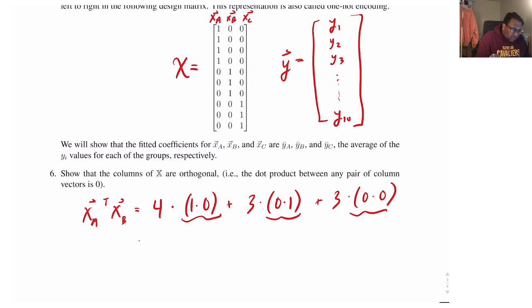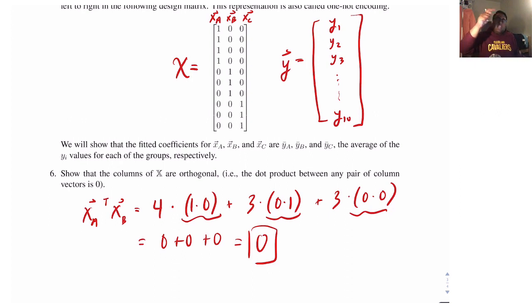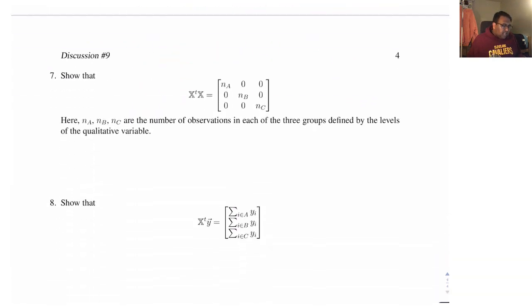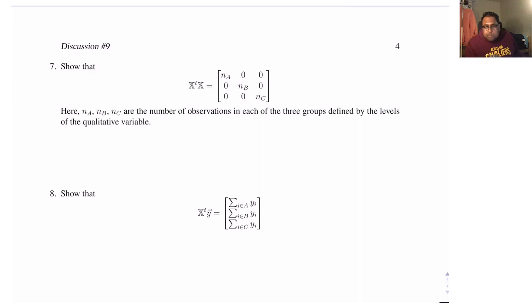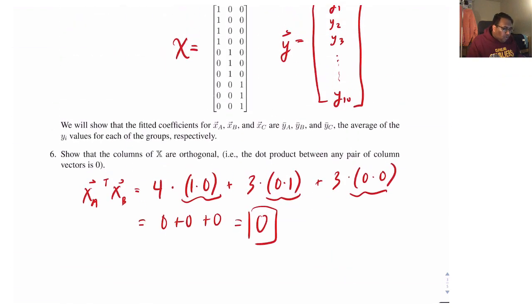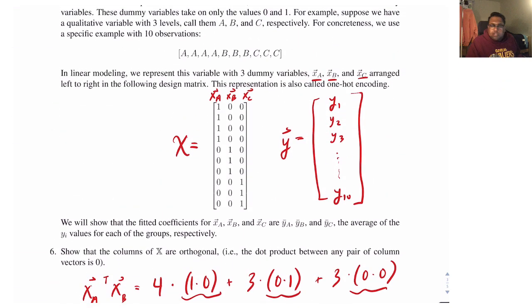All 3 of these things are equal to 0, so I just have 0 plus 0 plus 0, which gives me 0. Okay, so if I pick any 2 columns and take the dot product, since each of those sums will be equal to 0, my result is also 0. In 7, what I want to do is show that X transpose X is this diagonal matrix where the elements in the diagonal are the number of elements belonging to class A, class B, and class C, or number of observations, I should say. So in our specific example, this looks something like 4, 3, and 3 with zeros everywhere else, because there were 4 observations belonging to class A, 3 to B, and 3 to C.